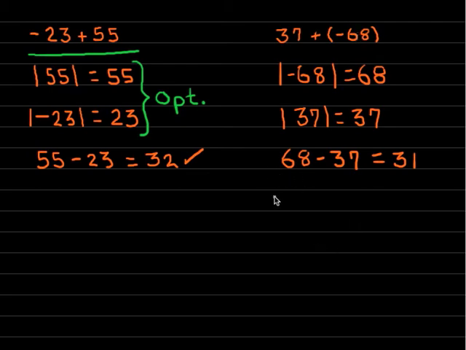So in the end, I know that 37 plus negative 68. I usually put these parentheses here just to keep the signs from crashing into each other, is equal to negative 31.